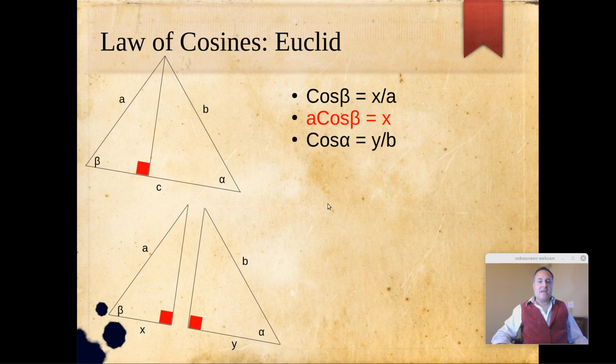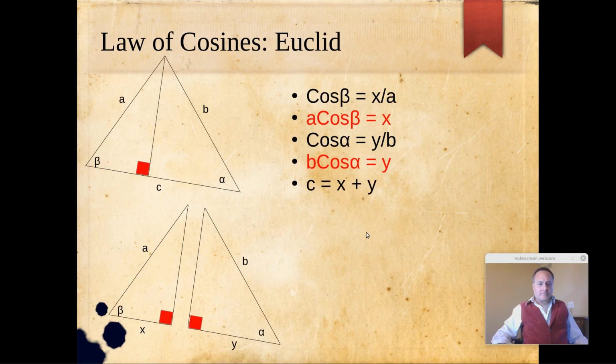And we can see, using similar logic, that the cosine of angle alpha here is Y over B. Similar logic: we're finding the cosine, it's the base over the hypotenuse, and so we can solve for the length of the base as Y equals B times cosine alpha.